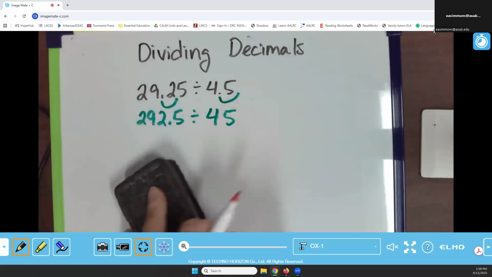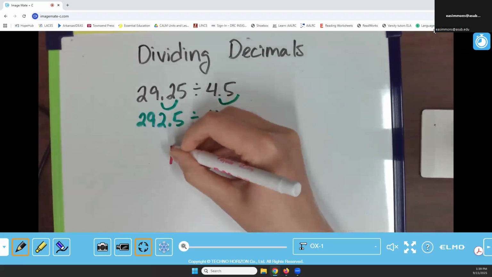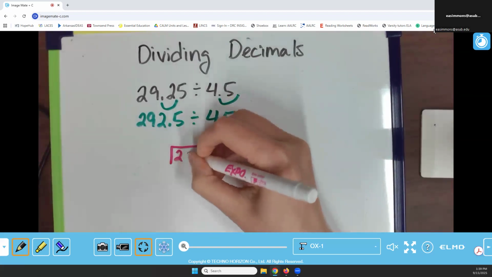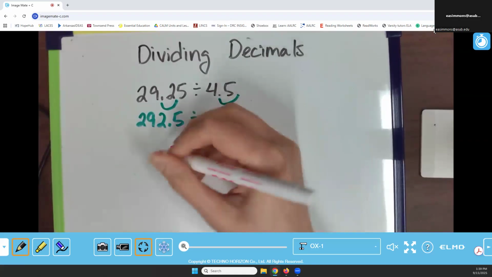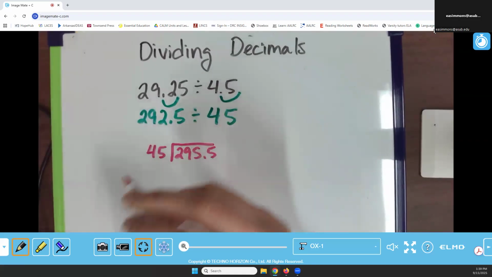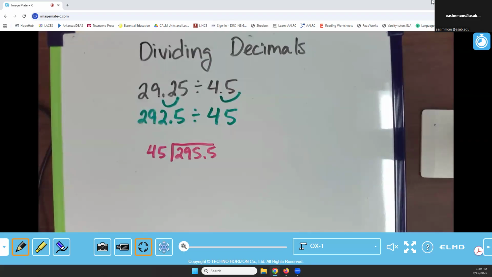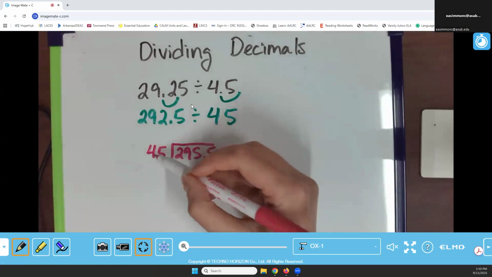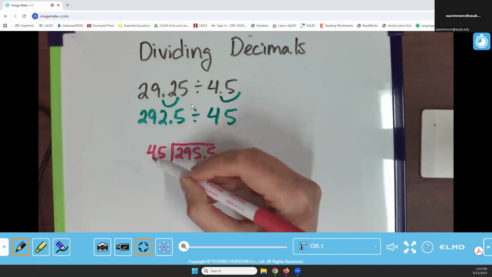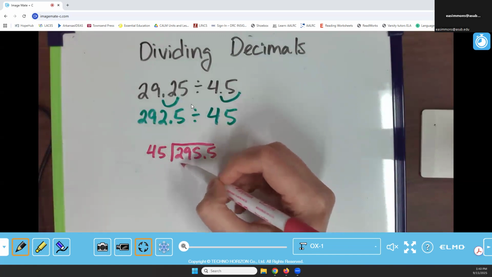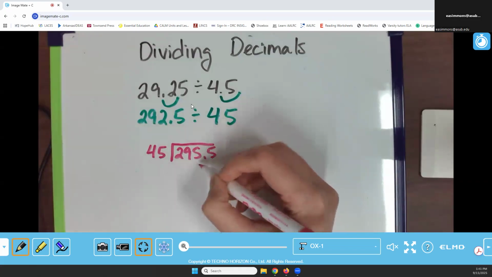Here I am, writing a little less than neat. Let me try that again. 292.5 divided by 45. So we'll compare one digit at a time. 45 can't go into 2. 45 can't go into 29, but 45 can go into 292.